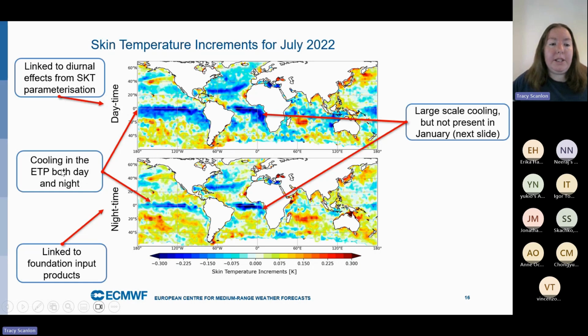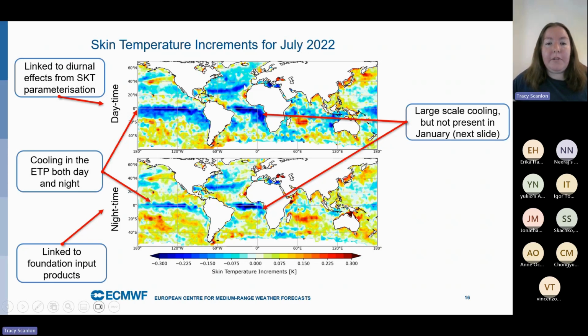A key feature that we see in all of these plots I'm about to show are the cooling features that we see in the Eastern Tropical Pacific, which are in the areas of tropical instability waves. We also see in July, but not in January, not in this next slide, this large cooling pattern between Africa and South America. So we're seeing lots of different features here. There are a few things that we haven't explained yet, which I would be very interested to hear people's opinions on today. So just have a good look at this slide.